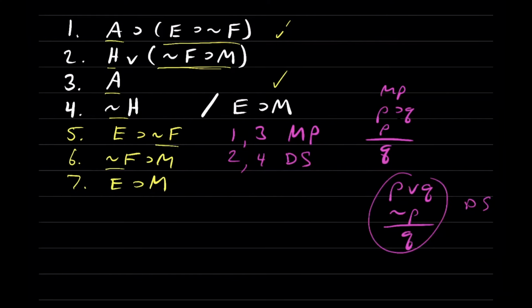Again, just talk through the reasoning. If E, then not F. Line 6 says, but if not F is the case, then M has to be true. So you know that if E is true, you have to get M. If E, then M. And that's going to follow from line 5 and line 6 by hypothetical syllogism, HS. As a reminder, hypothetical syllogism is this: if P, then Q; if Q, then R; therefore, if P, then R.